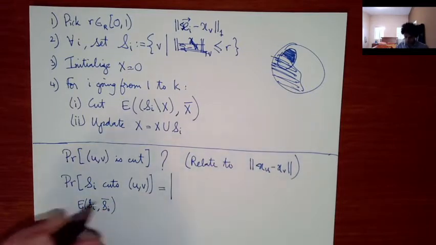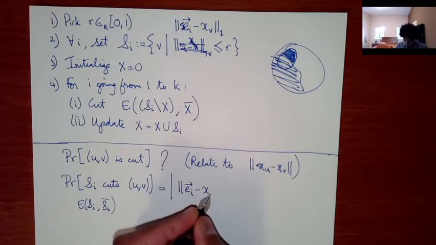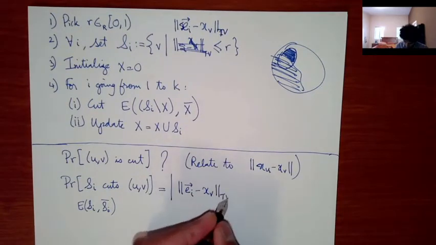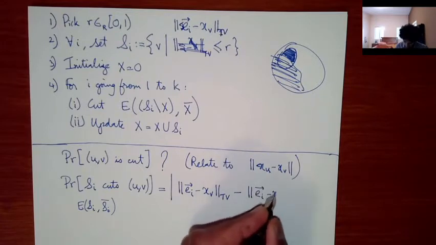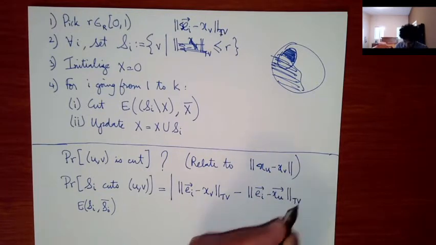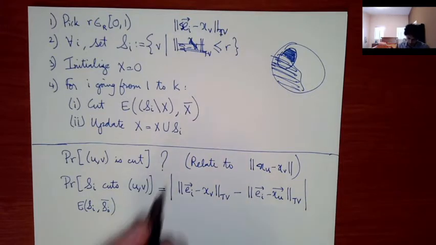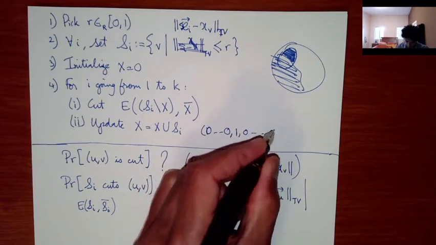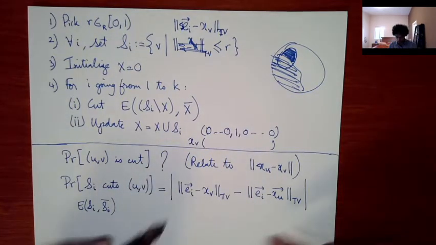You can see this is the absolute value of the distance EI minus XV, say total variation, minus EI minus XU total variation. So what is EI minus XV? EI is really simple, right? Remember, EI was just a bunch of zeros and a 1, and here is some XV. What is the total variation distance between EI and XV?